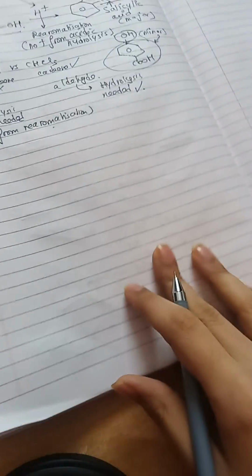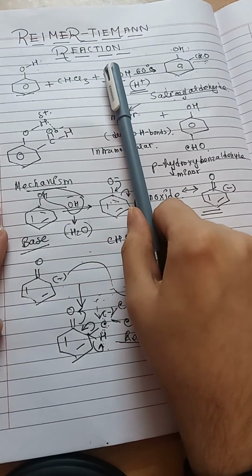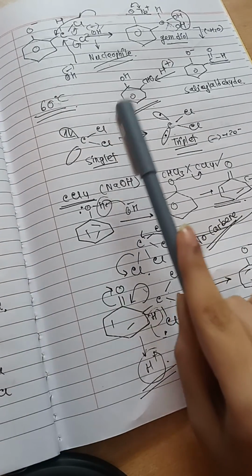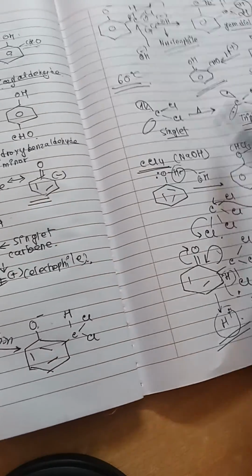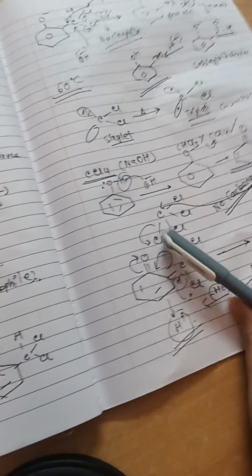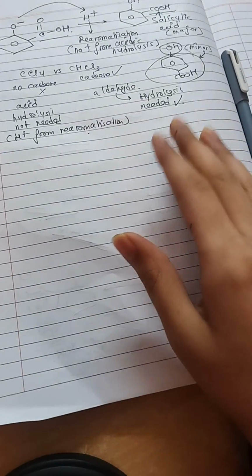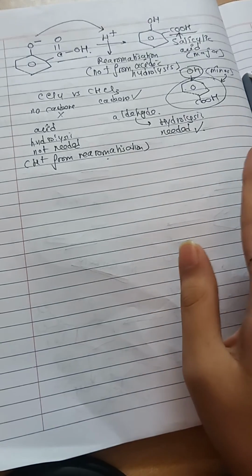So this concludes our topic on the Reimer Tiemann reaction. We have done the reaction, the temperature, why 60 degrees Celsius was required so that the singlet carbene did not get converted into the triplet carbene. We have done the mechanism properly. We have done it with CCl4. We have done the differences. So that covers pretty much everything about the Reimer Tiemann reaction.